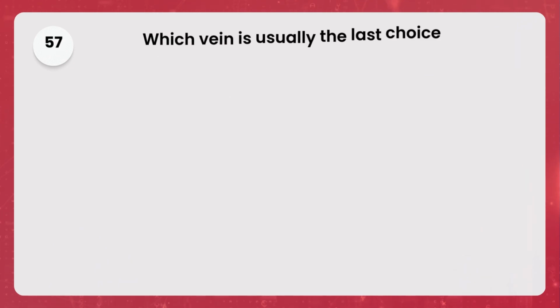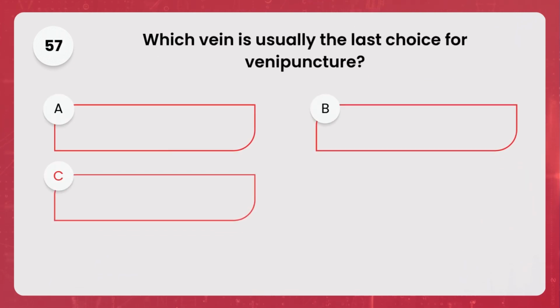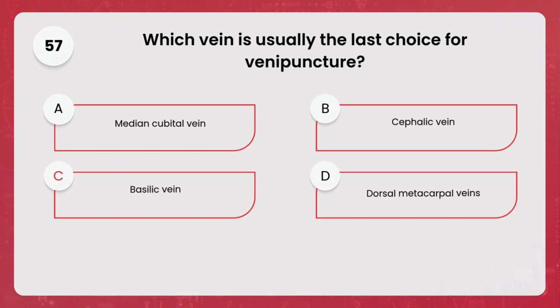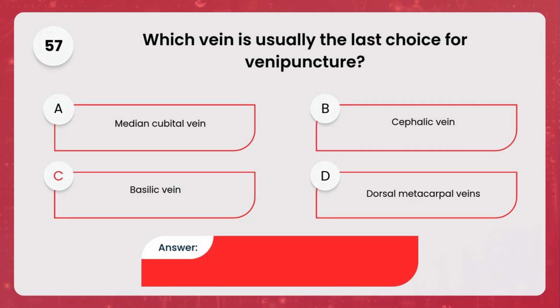Number 57. Which vein is usually the last choice for venipuncture? A, median cubital vein. B, cephalic vein. C, basilic vein. Or D, dorsal metacarpal veins. The answer is C, basilic vein.